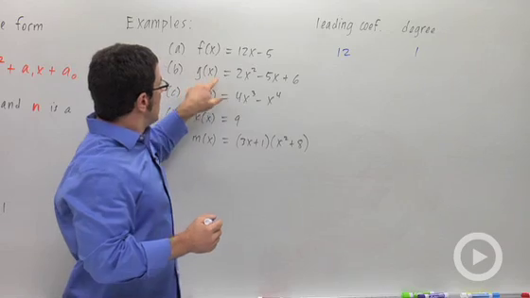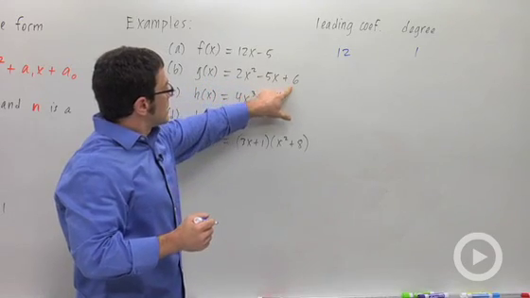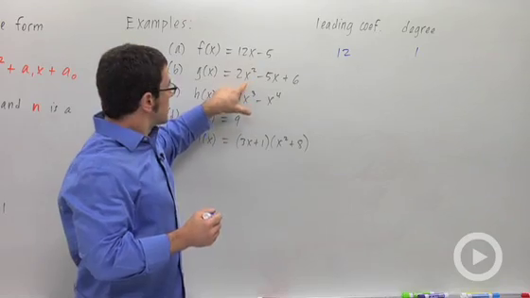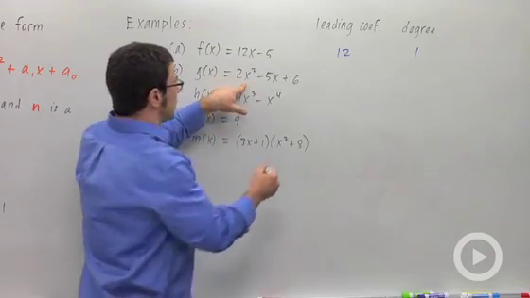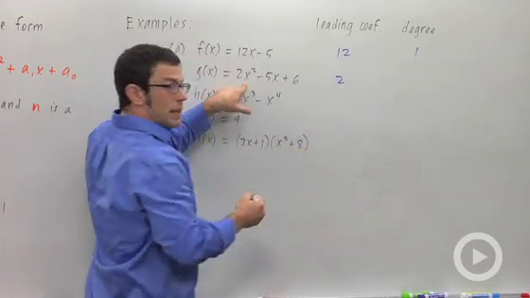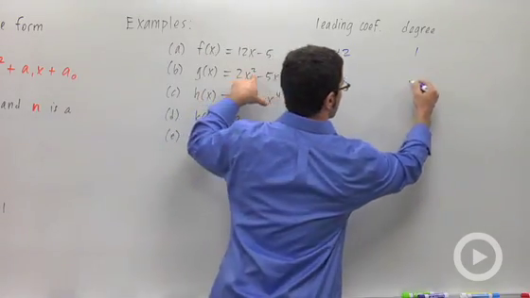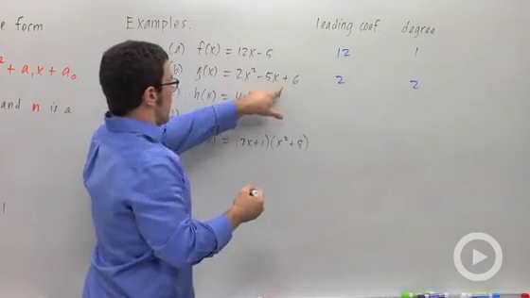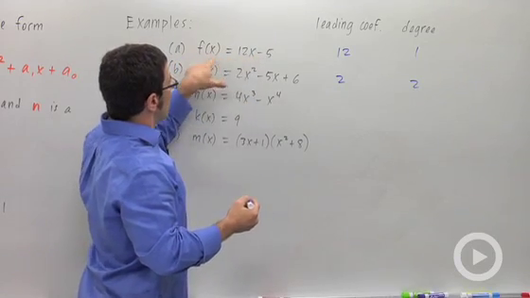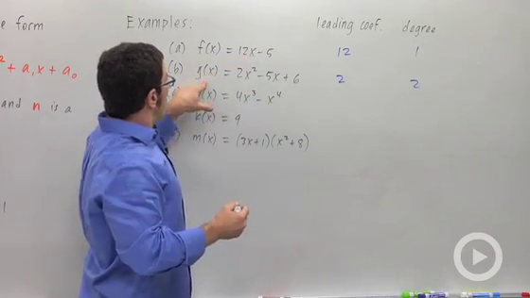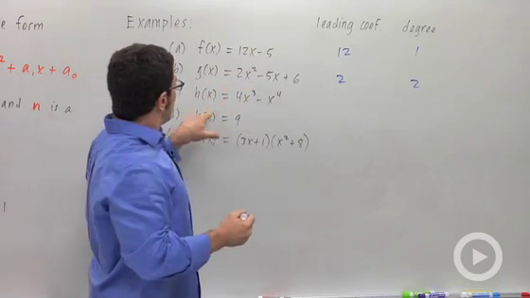g of x, 2x squared minus 5x plus 6. This is the leading term. This is the term with the highest power of x. The leading coefficient is 2. And the degree, the highest power of x, is 2. So quadratic, right? Functions that are polynomial functions with degree 1 are linear functions. And with degree 2, quadratic.